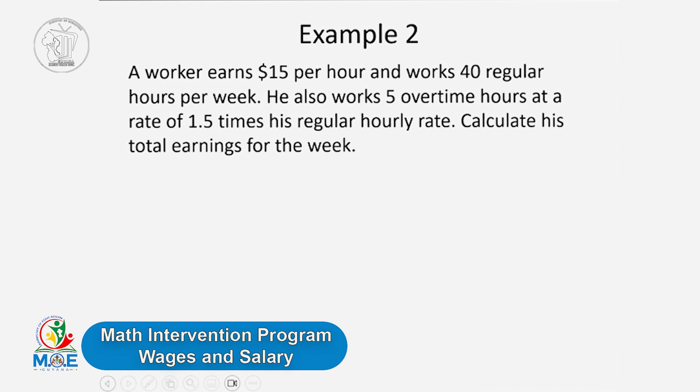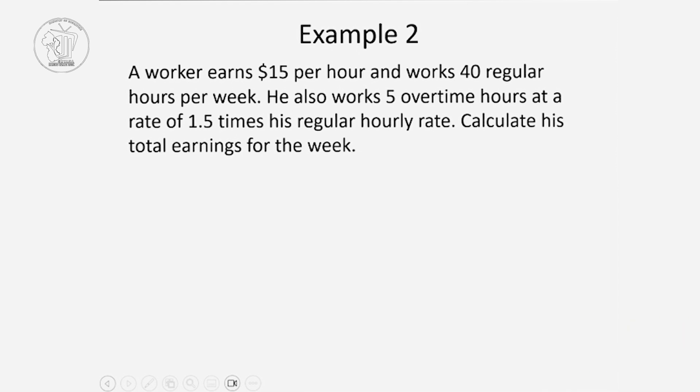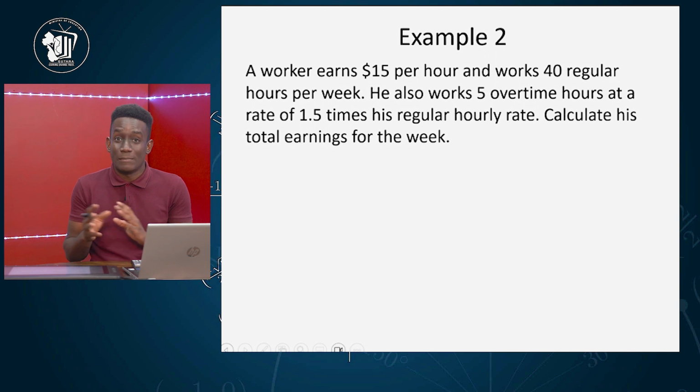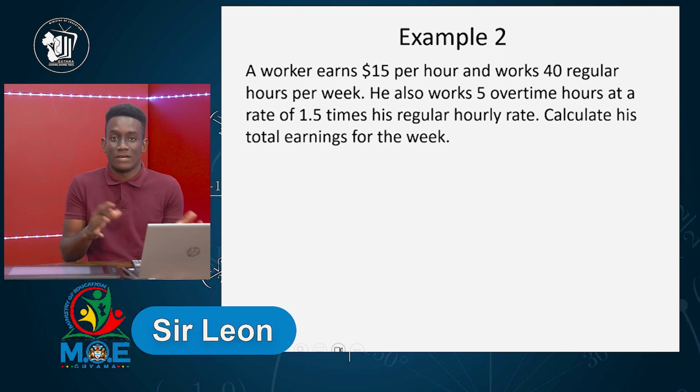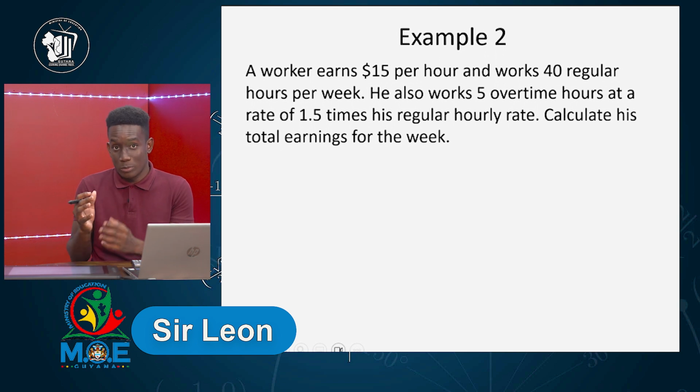Example 2 says, a worker earns $15 per hour and works 40 regular hours per week. He also works 5 overtime hours at a rate of 1.5 times his regular hourly rate. So 1.5 is sometimes referred to as a time and a half. 1.5 and a time and a half, they both mean the same thing. So calculate his total earnings for the week. So we want to see how much money he earned for the week, including his overtime money.